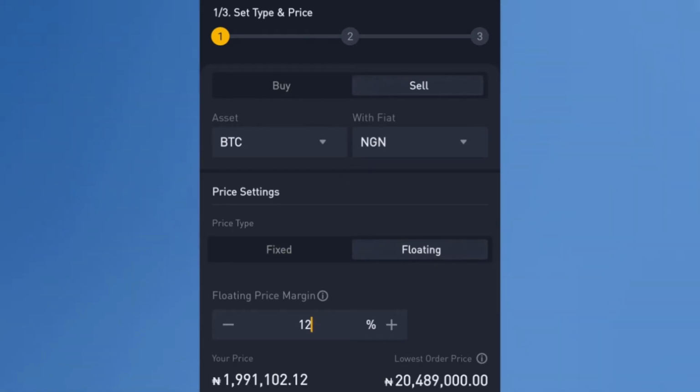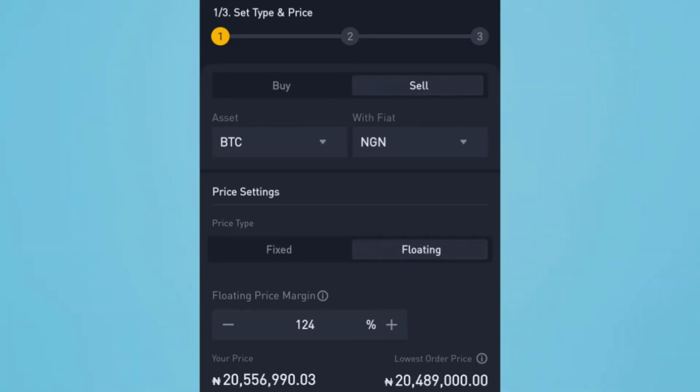You can even put it at 124%. So this is why it's good for us to at least increase our price a little bit from our original price that we want to put it at when you have a floating price. But here's another thing as well.